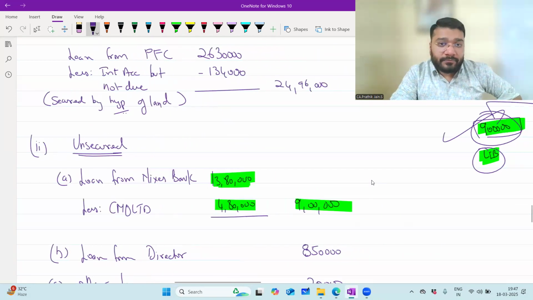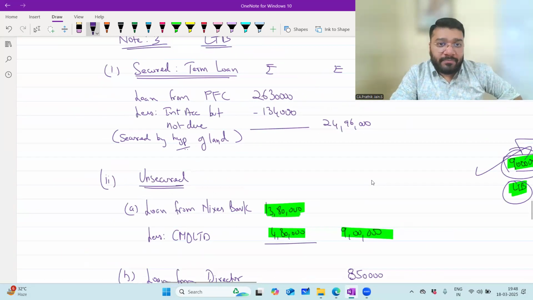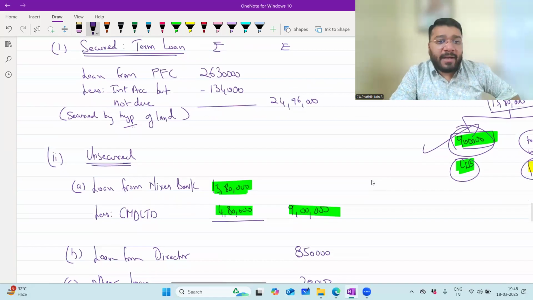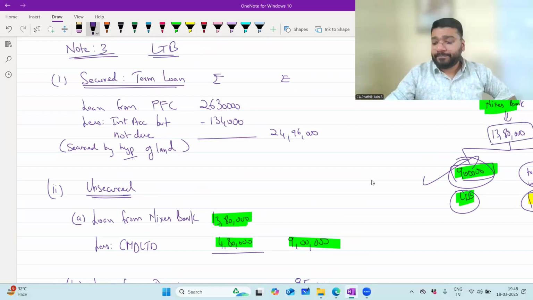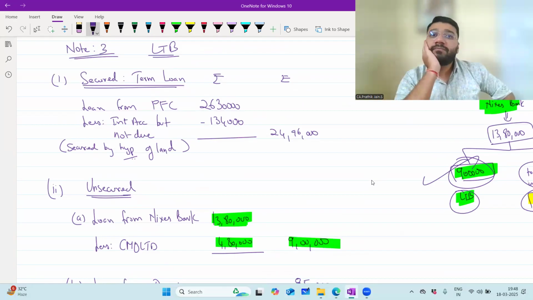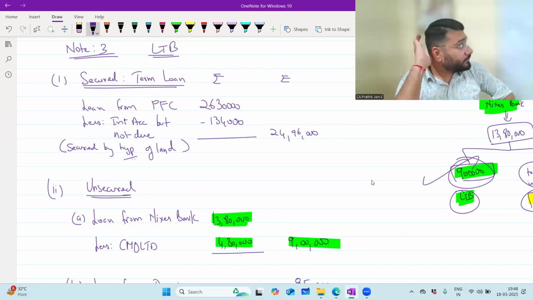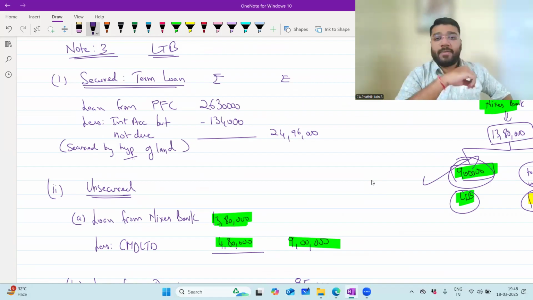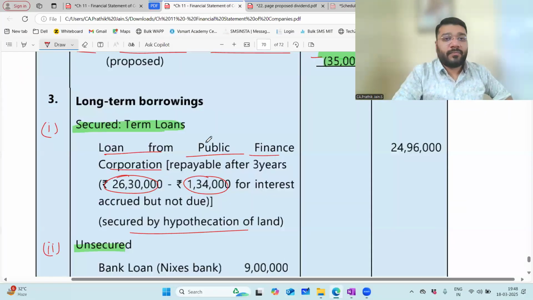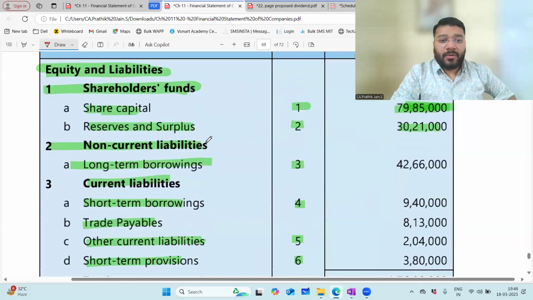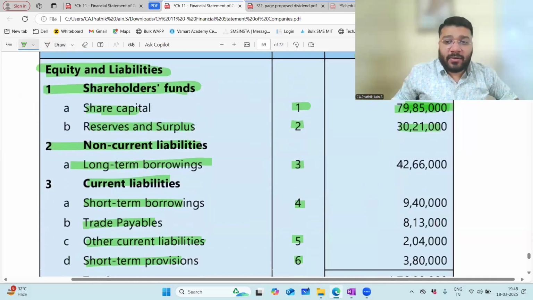Yes, sir. Okay, others. Presentation part, are you clear? In presentation part, if you have any doubt, please ask me. Long term borrowing 42 lakh 66,000.